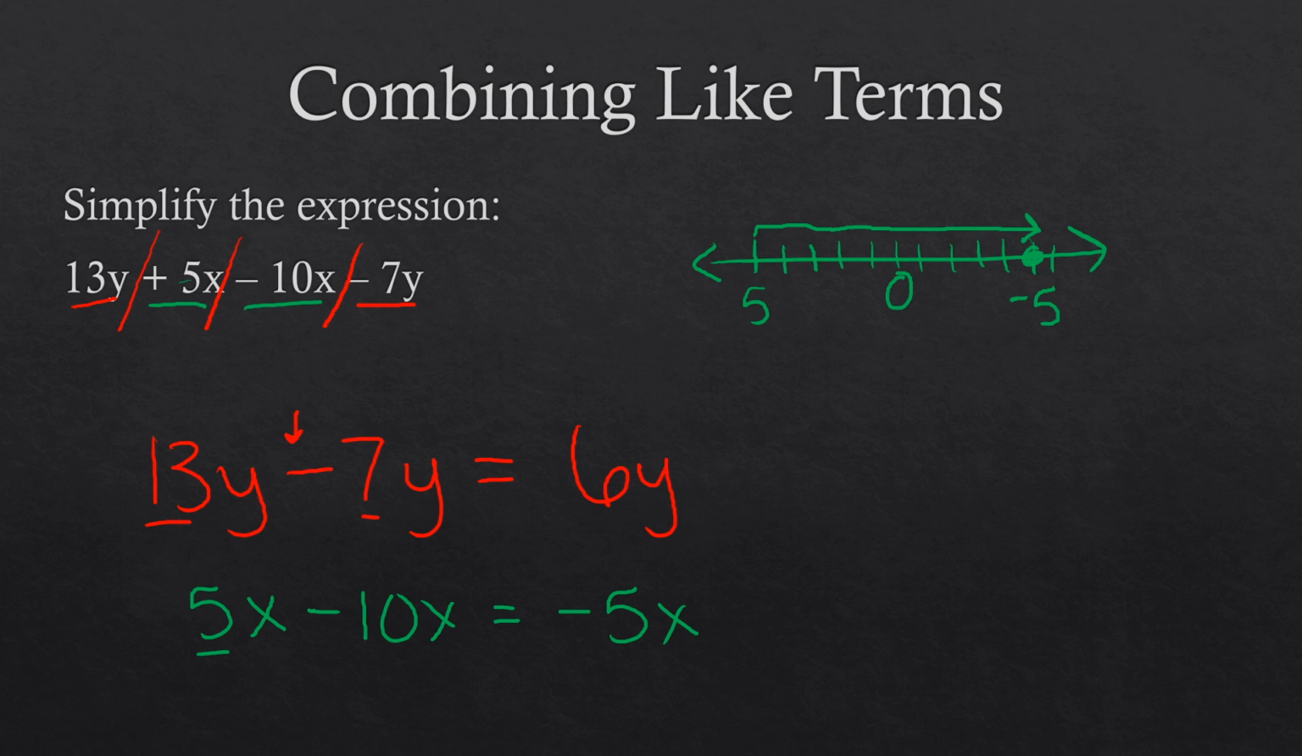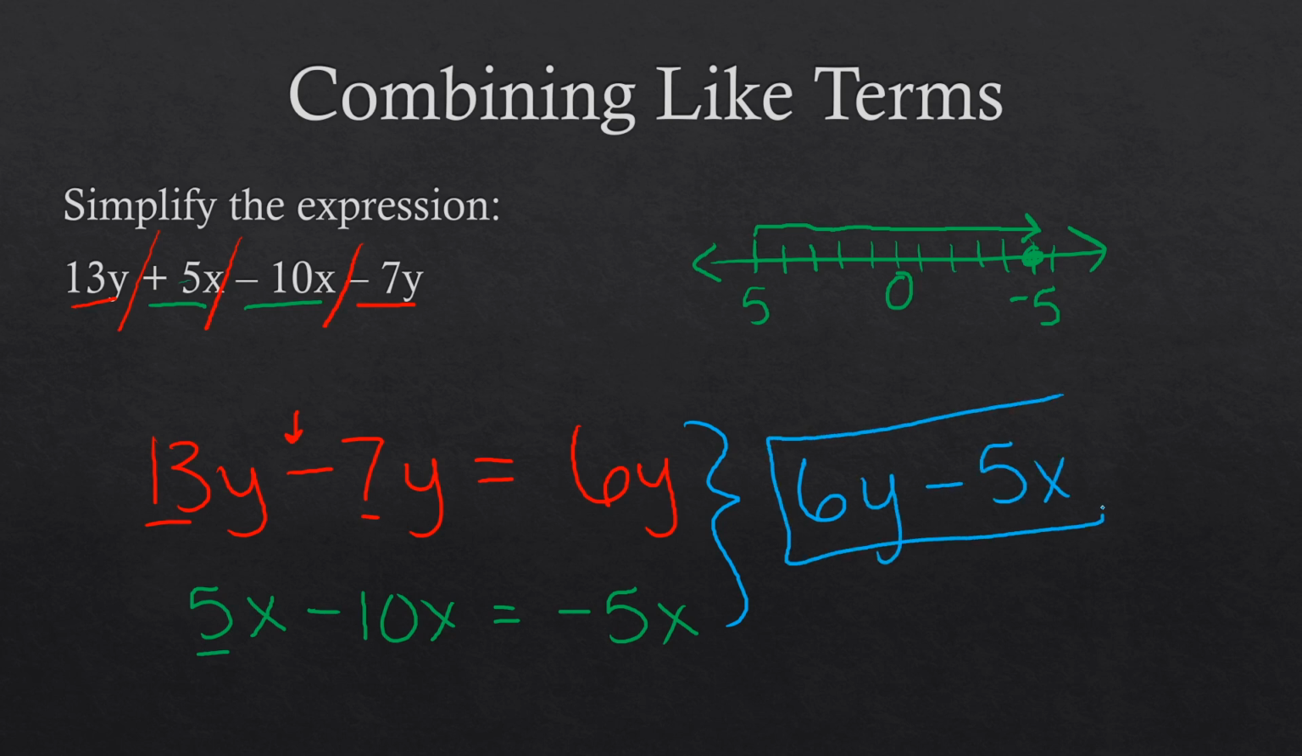Okay, so I have my two different terms. I cannot combine these because my variables are different. I cannot do 6y minus 5y or 5x because those variables are not the same, which means they're not like terms. So to write my final answer, all I need to do is write them next to each other. So I have my 6y minus 5x, and that's going to be my final answer.